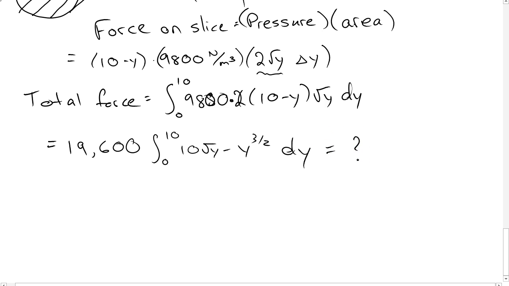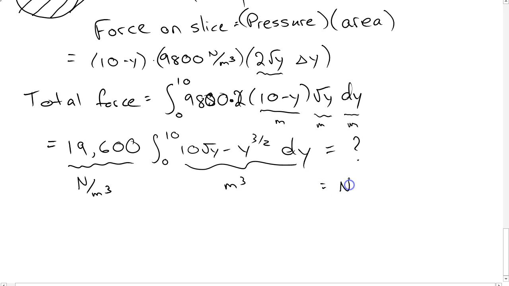Let's just make sure the units check out. The units on this were the newtons per meter cubed. Units on 10 minus y were meters. Units on square root y were meters because that was the distance in the x direction. 10 minus y is the distance in the y direction. And dy is measured in meters. So yeah, we've got newtons per meter cubed times meter cubed. So these are all going to have units of meters cubed. And we're going to get something in newtons, which is pretty good if you're looking for a force.